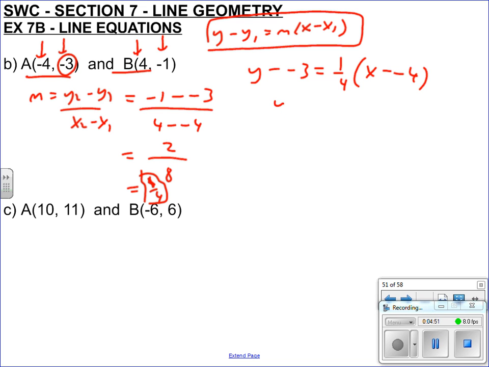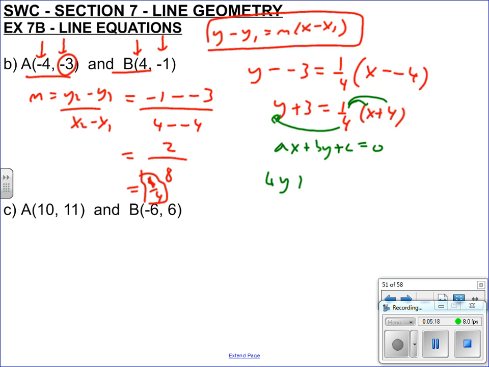So, clean that up. y + 3 = 1/4 (x + 4). And just like before, we want to put it in ax + by + c = 0 format. Alright, so we need to make them integers, a, b, and c. So if we multiply everything by the denominator first, don't multiply out, okay? Multiply everything by 4 first.